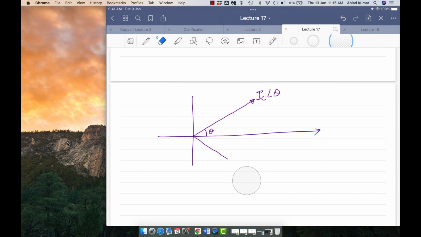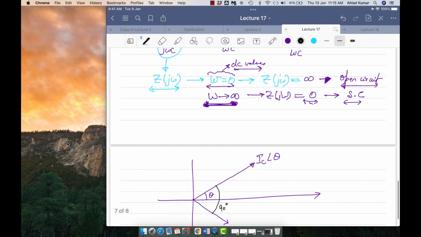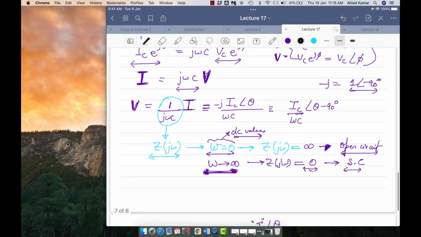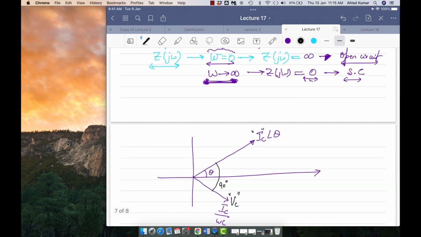Let me draw it small. This is I_C by omega C. And what is the angle? The angle is 90 degrees, or not? So what it shows is that the voltage across the capacitor V_C is lagging the capacitor current by 90 degrees. The voltage vector is 90 degrees behind the I_C vector.